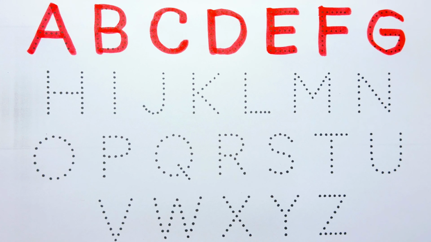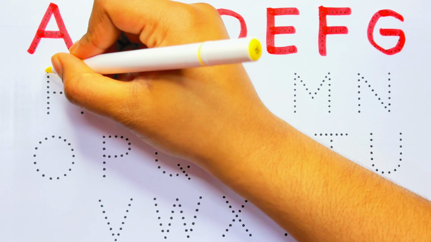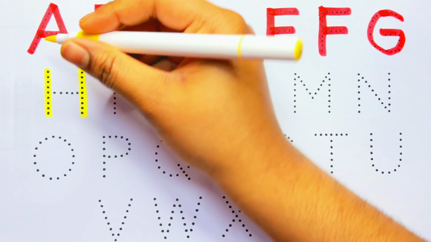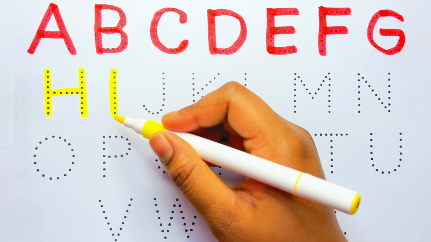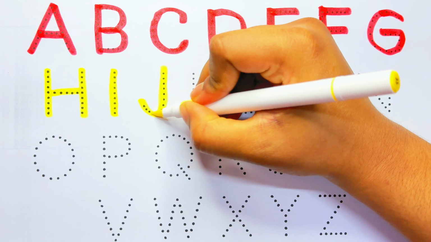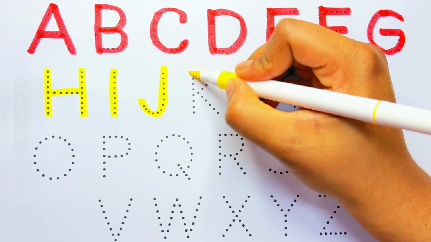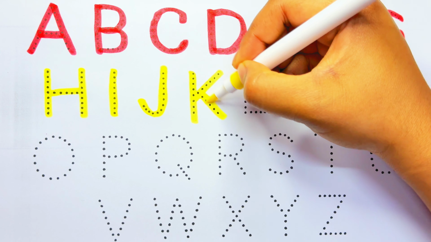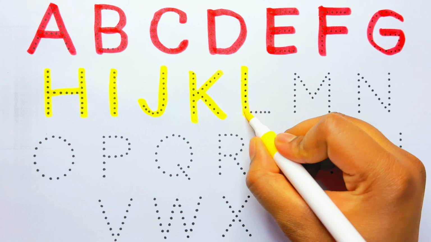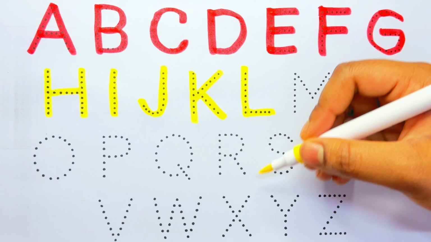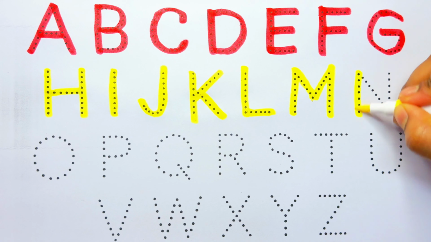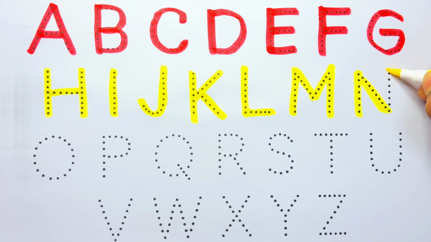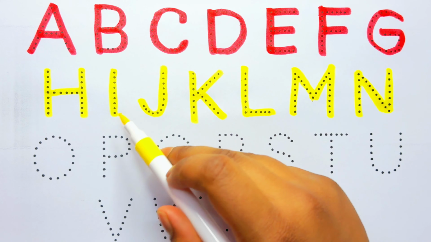Red color. H. H for hospital. I. I for injection. J. J for joker. K. K for king. L. L for lobster. M. M for milk. N. N for Neptune. Which color is this, kids?